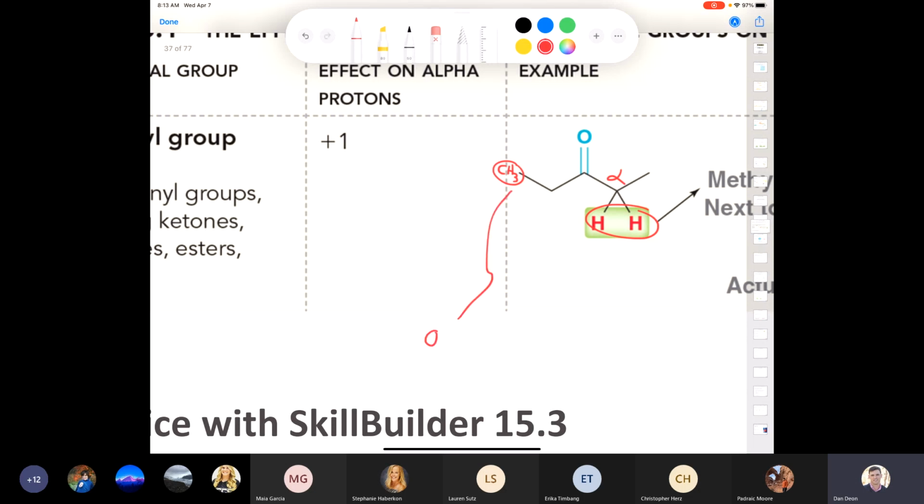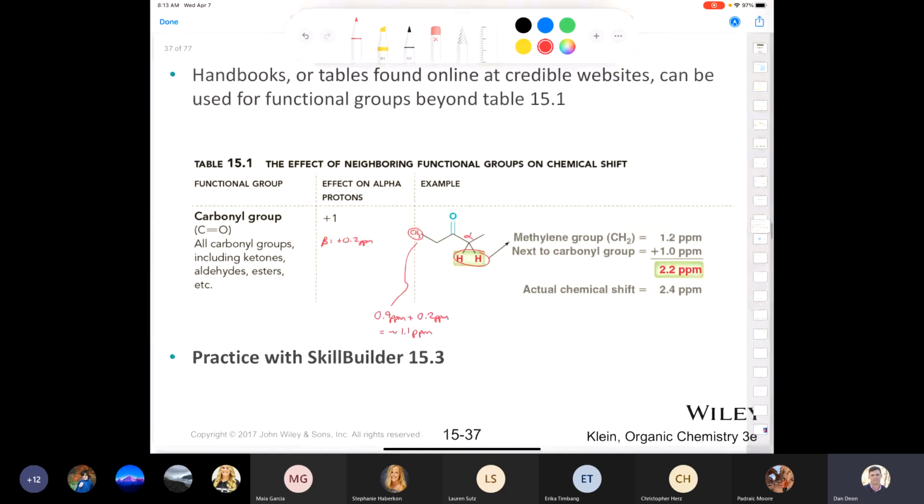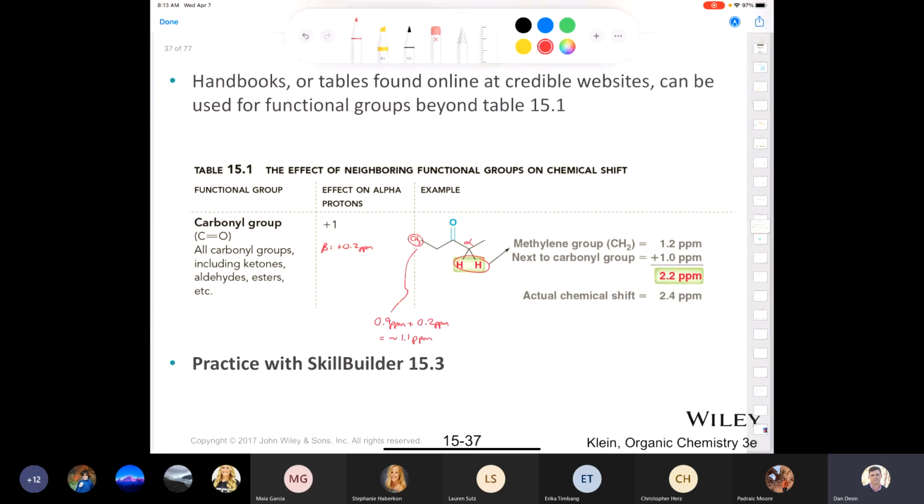What's the baseline of a methyl? 0.9 parts per million. And we're going to add 1/5 of 1, which is 0.2 parts per million, right? So we add 0.2 parts per million, and we end up with approximately 1.1 parts per million. You'd be shocked how often you can use table 15.1 when you're doing practice problems in our book.